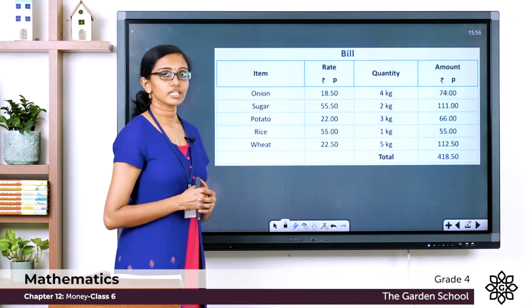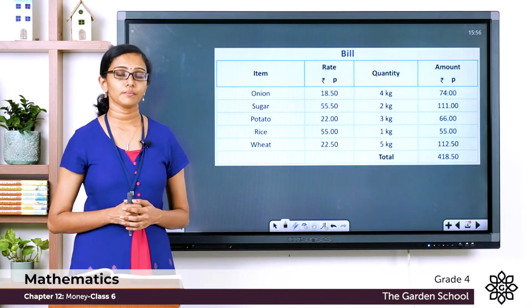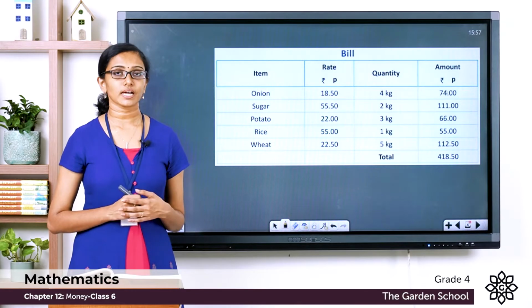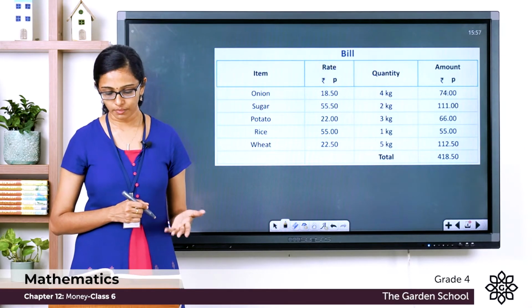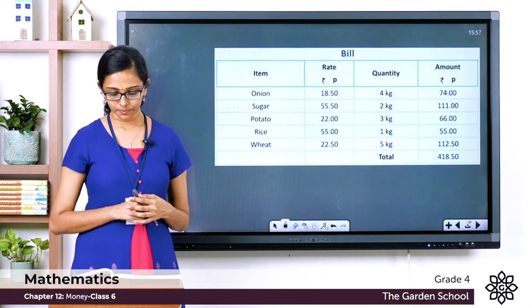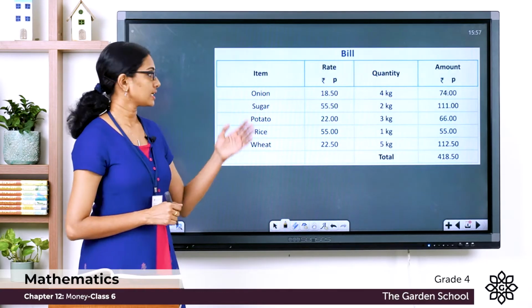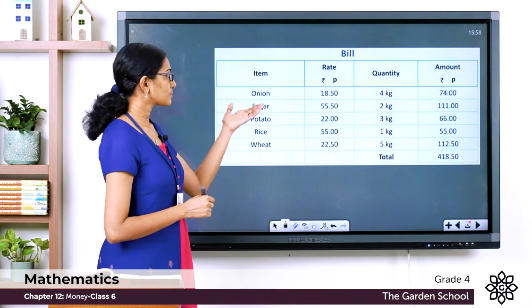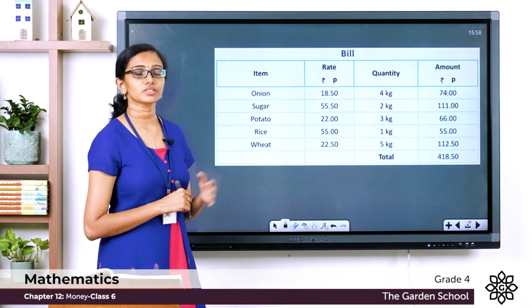Now, this is an example from your textbook on page number 169. Let me read the question to you. Mr. Rathore bought some items from a grocery shop and given below is the bill that the shopkeeper has made. So, you can see the bill here. So, this is the bill that Mr. Rathore got when he bought some grocery.